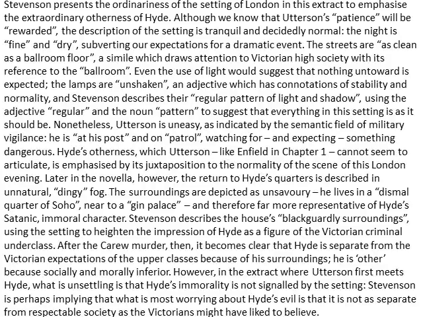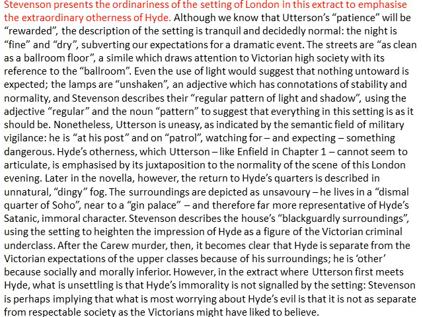However, in the extract where Utterson first meets Hyde, what is unsettling is that Hyde's immorality is not signalled by the setting. Stevenson is perhaps implying that what is most worrying about Hyde's evil is that it is not as separate from respectable society as the Victorians might have liked to believe.